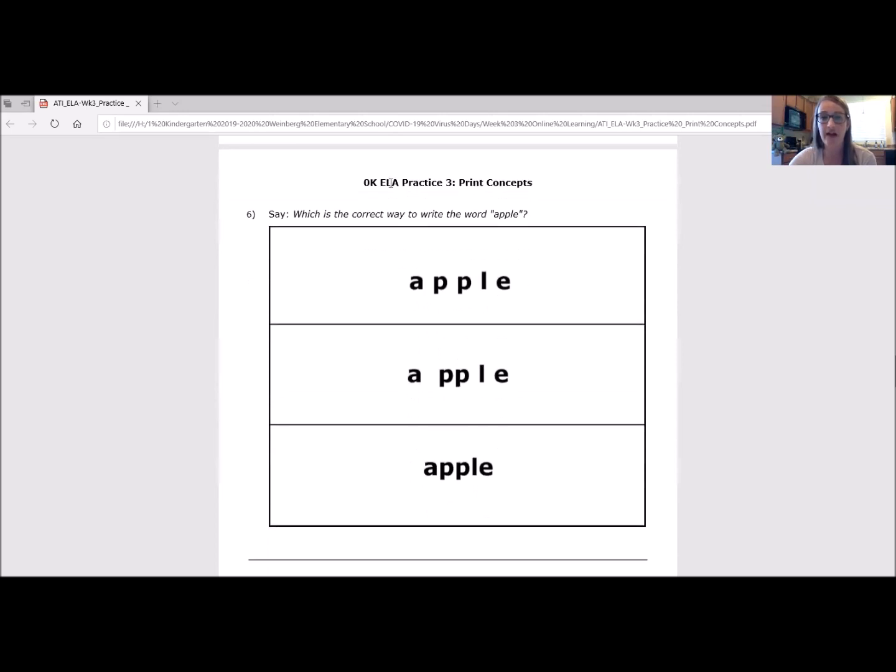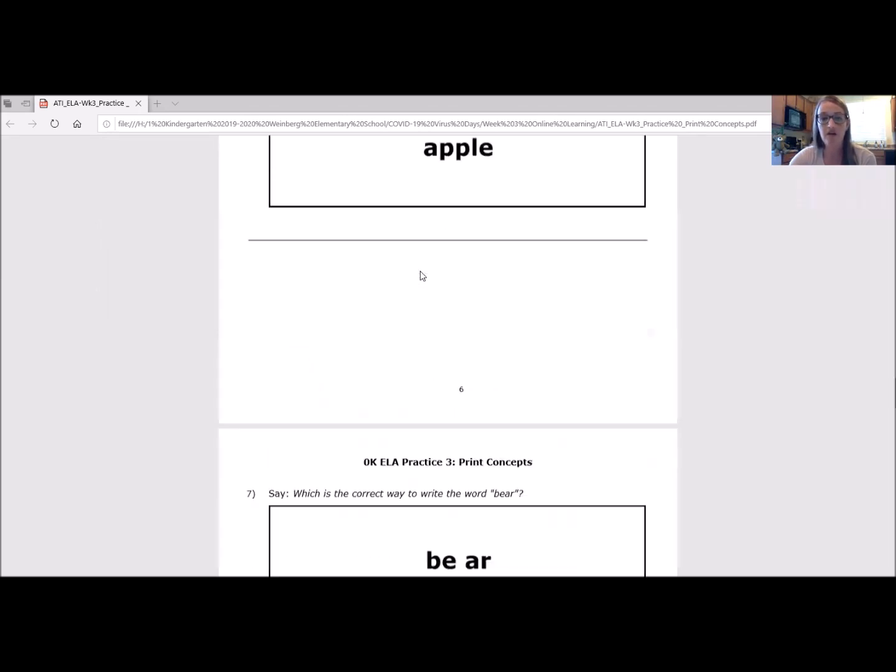Now this one again, they're asking us what is the correct way to spell the word apple? Remember, when we write words, we don't want to have any spaces between the letters. We want only a spaghetti noodle space. So is it word 1, 2, or 3 spelled correctly for apple? Good. Word 3. There are no spaces in the word apple, unlike these ones that I'm marking up here. All right, good job. Moving along.